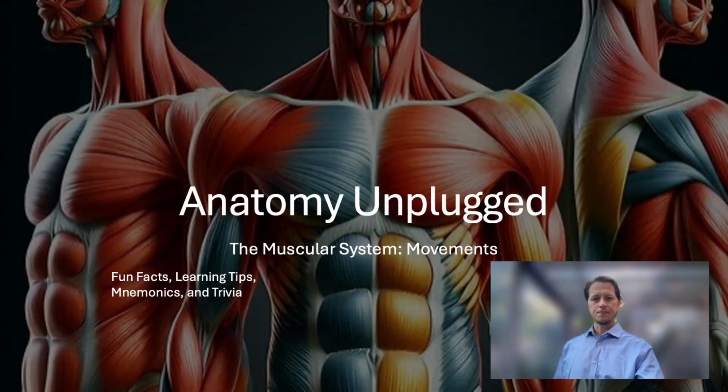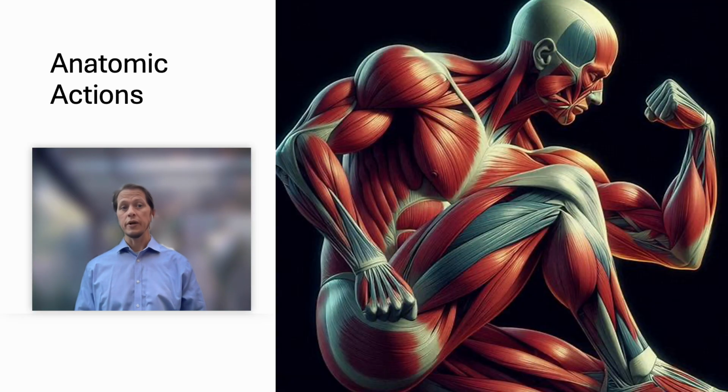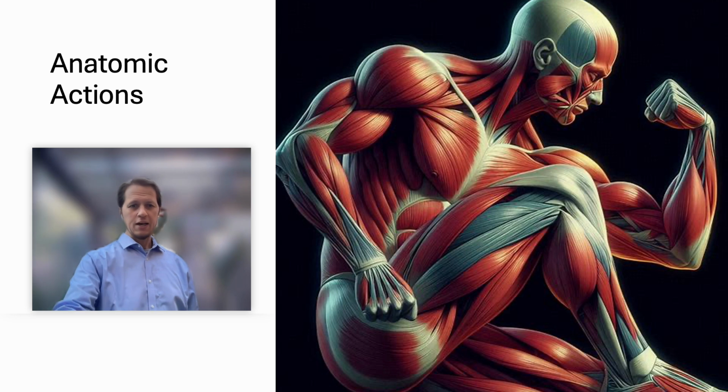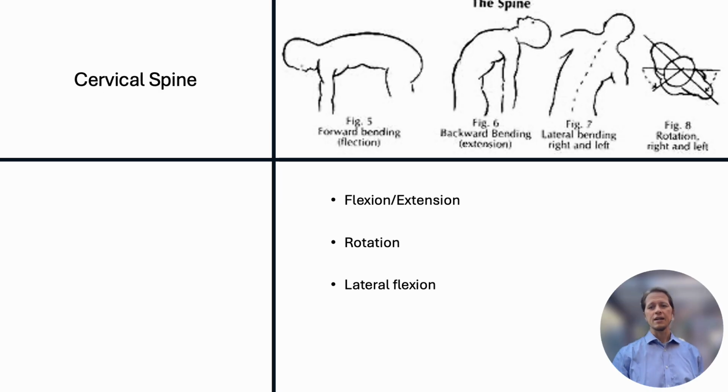Let's get going. All right, so we are going to demonstrate different anatomic actions here. That's my AI drawing of a dude there. We are going to start out with the spine. Cervical spine, lumbar spine, it all works. We're just going to use the cervical spine because it is easy to demonstrate. So I'm going to start from the side here. Flexing is bringing your cervical spine and your lumbar spine forward. Extension is the complete opposite, going backwards.